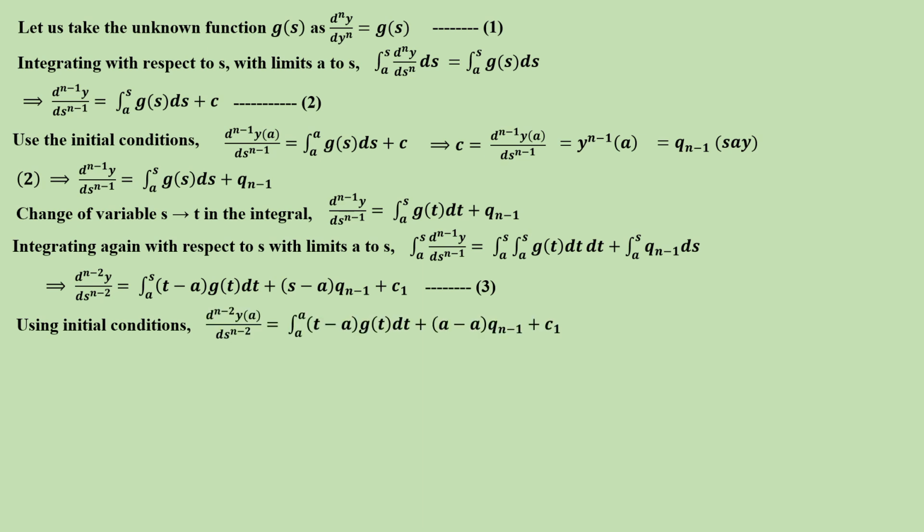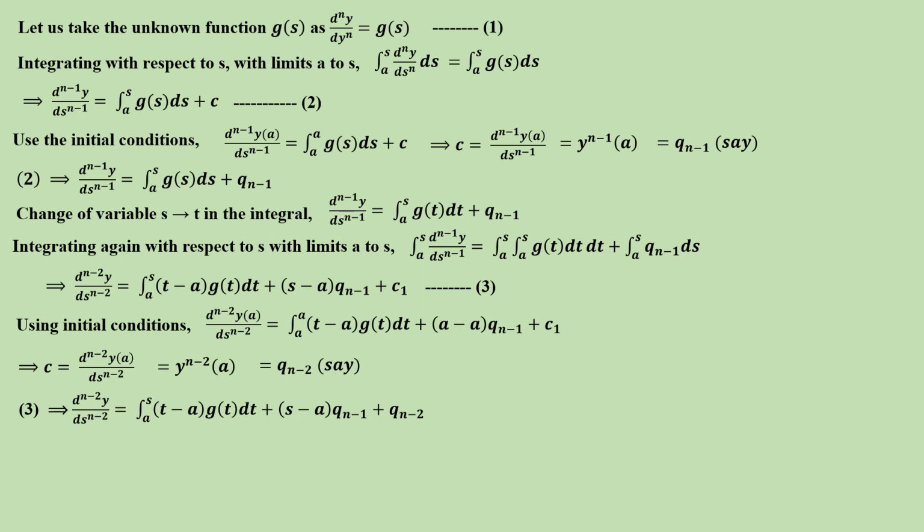Now using the initial condition, d^(n-2)y/ds^(n-2) at a is equal to the integral from a to a of (t minus a) g(t) dt plus (a minus a) q_(n-1). The integral from a to a is 0, and a minus a equals 0, so c1 equals d^(n-2)y/ds^(n-2) at a, that is the (n-2)th derivative of y at a, so let it be q_(n-2). So equation 3 implies d^(n-2)y/ds^(n-2) equals the integral from a to s of (t minus a) g(t) dt plus (s minus a) q_(n-1) plus q_(n-2).